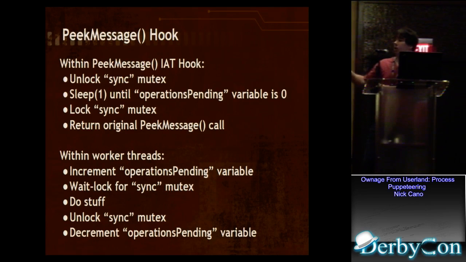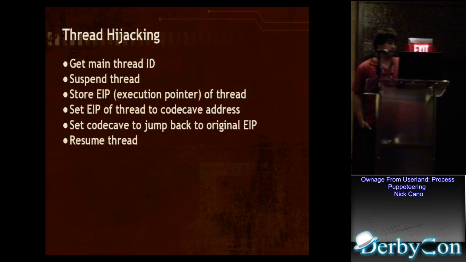But then within your worker thread, you can increment that variable telling the PeekMessage hook that, hey, I need to work. Then you can lock your mutex, do whatever you need to do, unlock it, and then you decrement that variable again, and it will return execution to the program. So it's basic thread syncing, a basic threading model, but you have to do a little trickery to get there because, of course, the process doesn't know you're there.